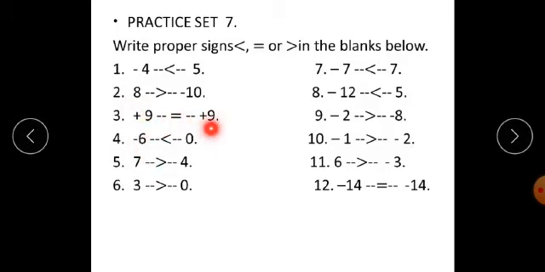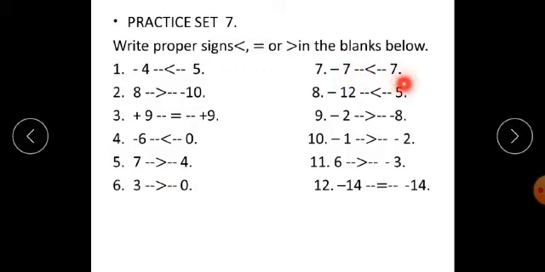Plus 9 and plus 9. Both have the same sign and therefore they are equal to each other. Minus 6 and 0. 0 is to the right of minus 6 and therefore it is the bigger number. 7 and 4. 7 is to the right of 4 and therefore 7 is the bigger number. 3 and 0. Naturally 3 is the bigger number.